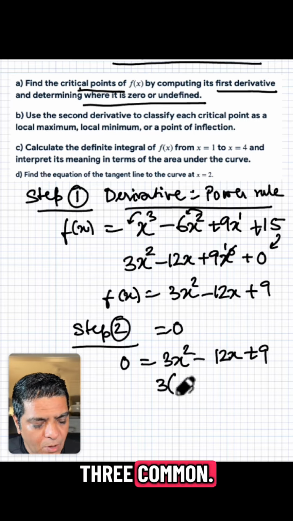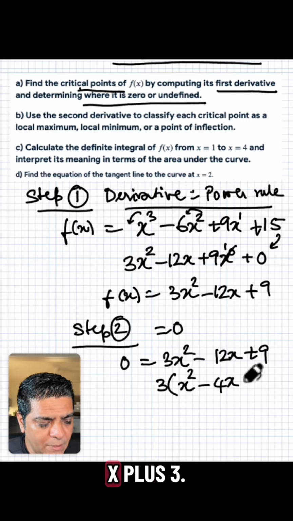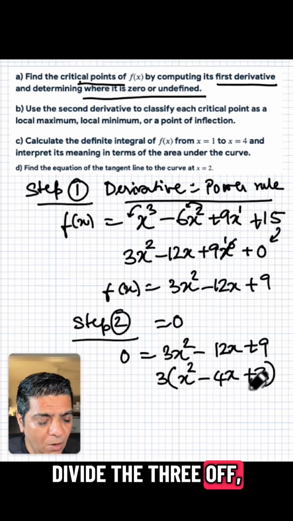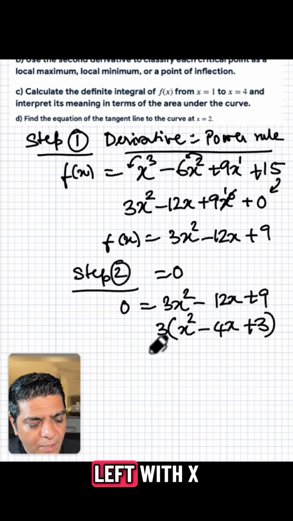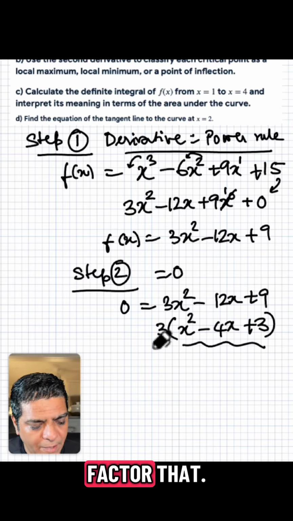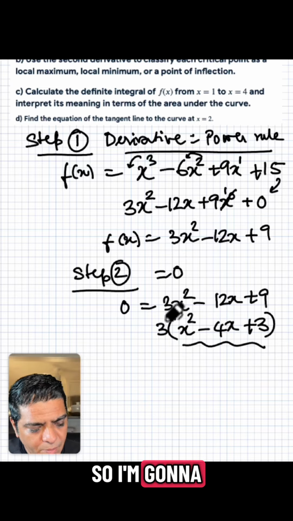So let's take 3 common. So we have x squared minus 4x plus 3. So you can divide the 3 off and the 3 will disappear. So now we are left with x squared minus 4x plus 3. Let's try to factor that. Okay, that is equal to 0. So I'm going to cancel my 3.